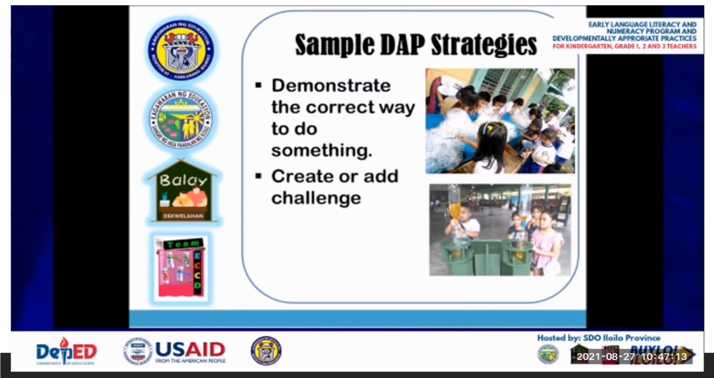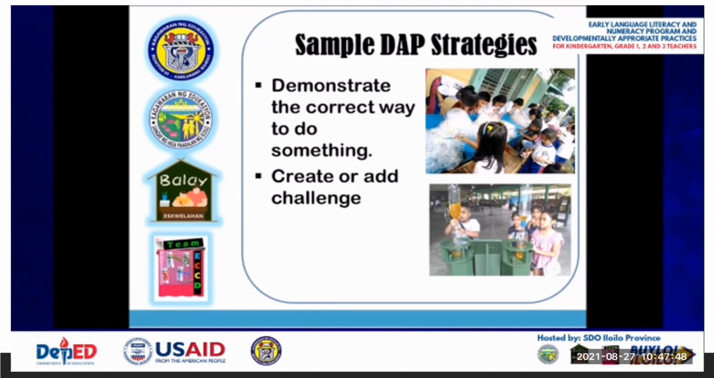The next strategy is to create or add challenge, so that the task goes a bit beyond what the children can already do. For example, you lay out a collection of chips. Count them together and then ask a small group of children to tell you how many are left after they see you removing some of the chips. The children count the remaining chips to help come up with the answer.